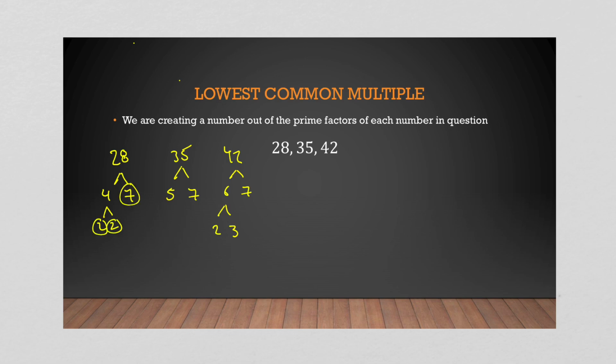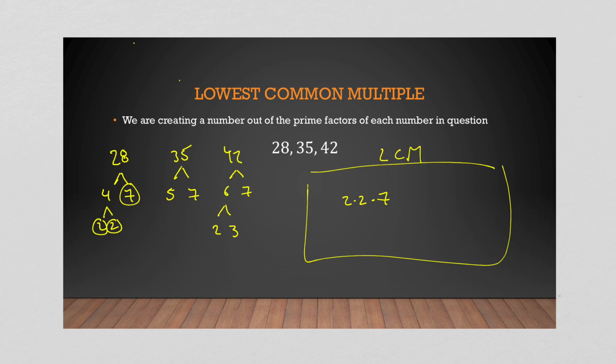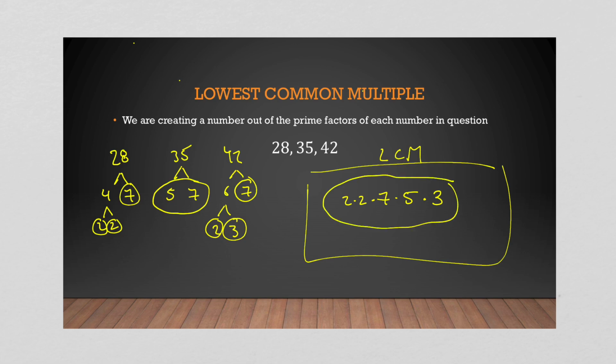So in order to be a multiple of 28, we need a 2 times 2 times 7. In order to be a multiple of 35, we need a 5 and a 7. I already have a 7, so I just need a 5. And in order to be a multiple of 42, I need a 7, a 2, and a 3. I have a 7 and a 2, so all I will need is a 3. Again, I'll let you calculate that up as a number, but that is the prime factorization breakdown of your new lowest common multiple that you've just created. It is the lowest common multiple of those three numbers.